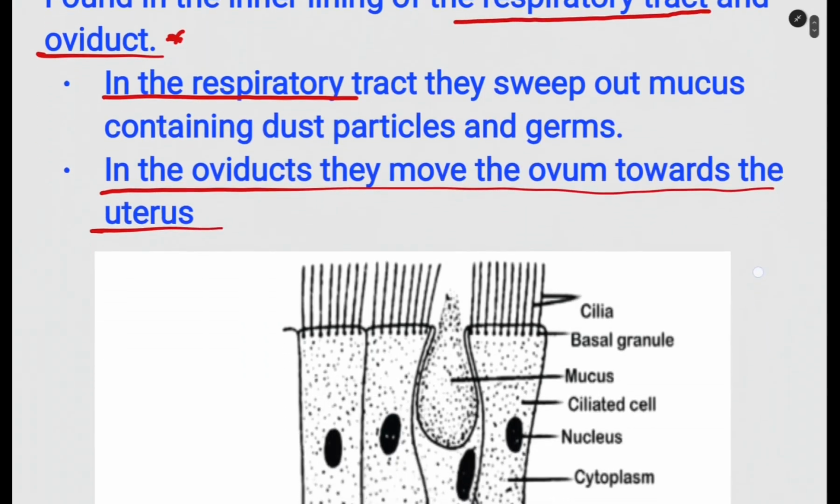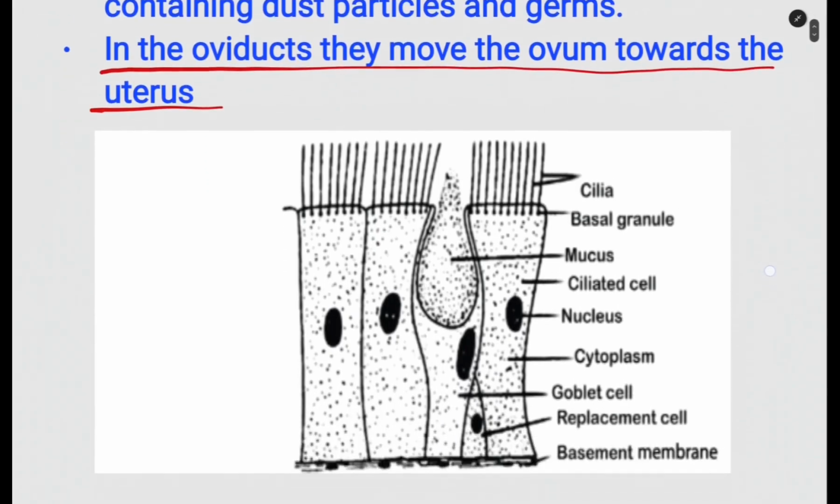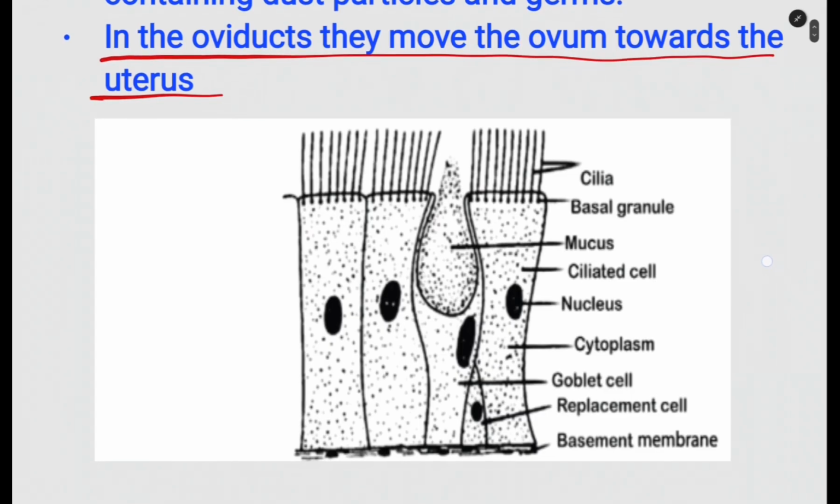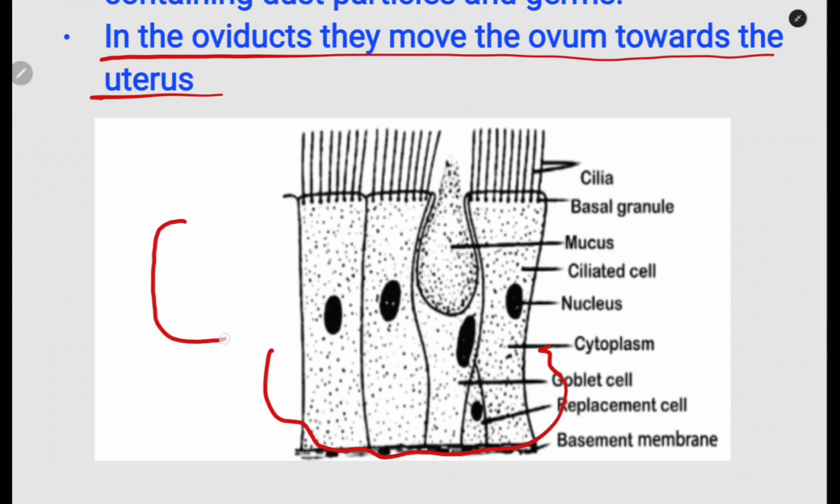Like I said, you also need to know how these cells look, because in an exam you might find diagrams and you'll be asked to identify and also label some parts. So that is the ciliated cells. These are a lot of ciliated cells here, but let me just try to put up a diagram like this. Okay, let us chase just one.